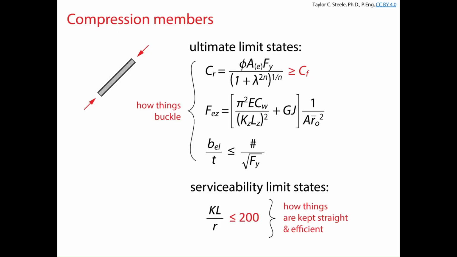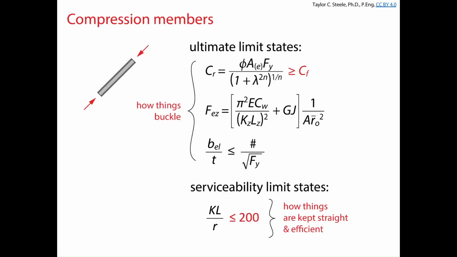And then in lecture 25, we talked a little bit more about when we might be using different values of K or L to calculate the elastic buckling strength, and when the different global modes of buckling would tend to govern for different effective lengths for weak, strong axis, and torsional buckling. We also talked very briefly about the serviceability limit state to keep things efficient and straight. We want to make sure that the effective length ratio, KL over R, is less than or equal to 200. We talked about that briefly in the introduction lecture to compression members.